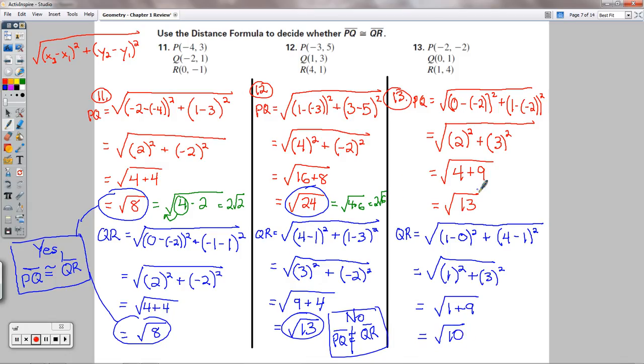So the square root of 10 and the square root of 13, we look at this, we look at this. They are not the same, therefore we say no. In this case, once again, PQ is not congruent to QR.